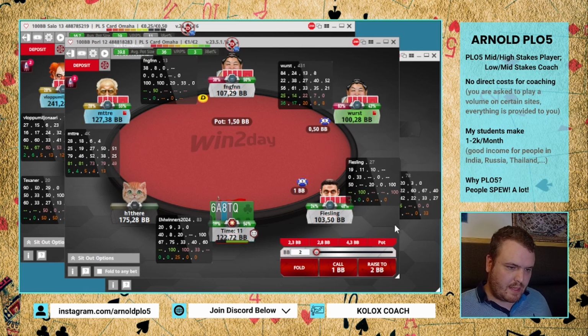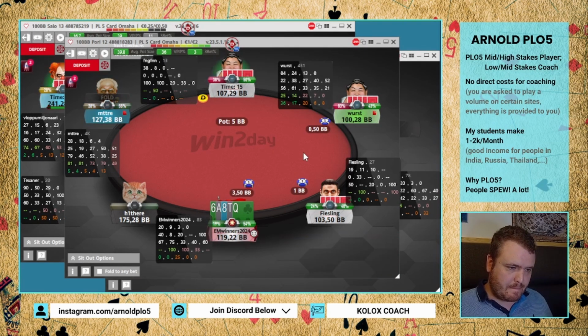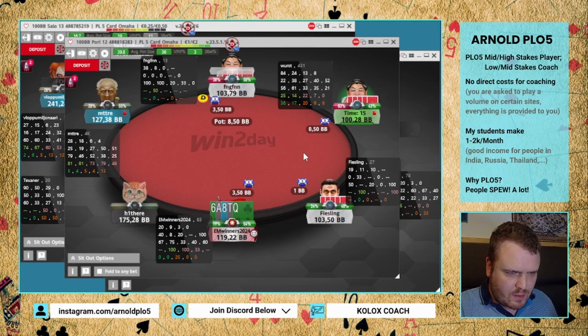He's queen 10, 8, 6. This is a very nice hand. This is probably also a hand if somebody 3-bets way too much. You can easily go for the 4-bet.